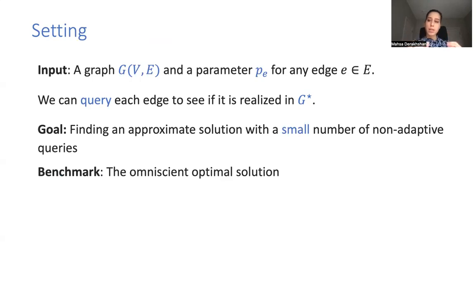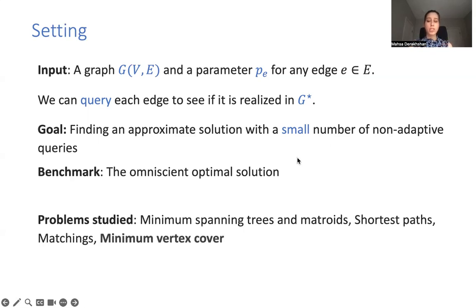We define the approximation ratio of our algorithm with respect to the omniscient optimal solution, which is a solution that you can find if you know the realization of all the edges beforehand. Some of the problems studied in this setting are minimum spanning trees, packing problems, shortest paths, maximum matching, and the one that I'm going to talk about today, minimum vertex cover.